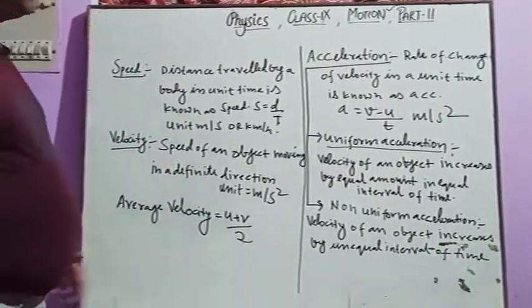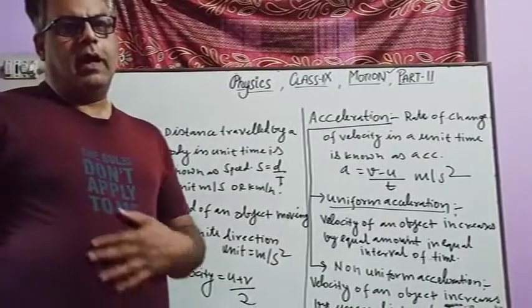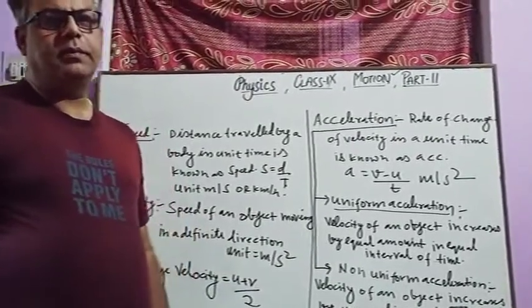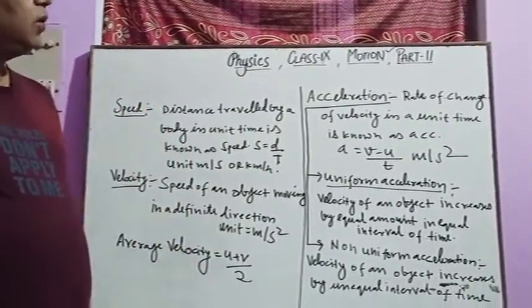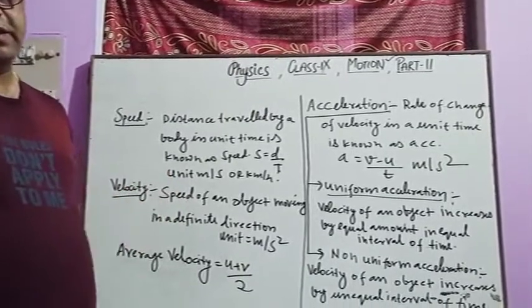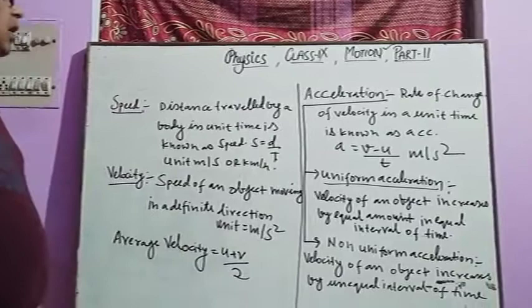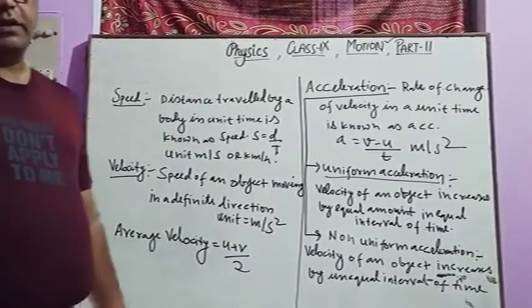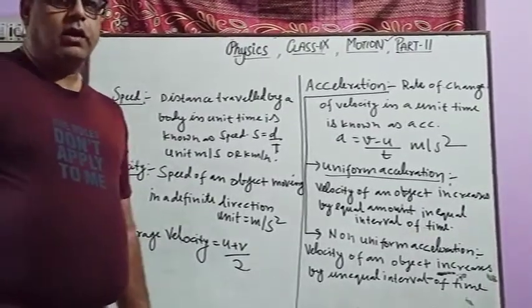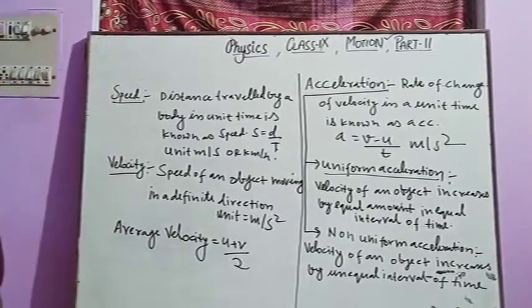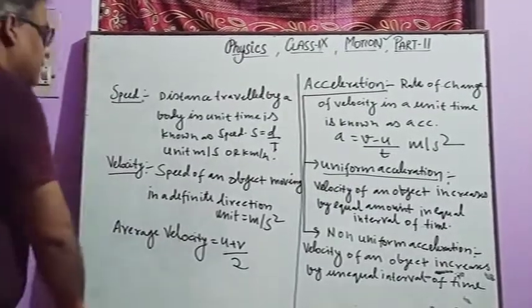This is my second part of the motion, and in the first part through the flow chart I explained which part we were studying in this chapter. Now I am going to explain the definition and the introduction. First, I am going to explain what distance is.